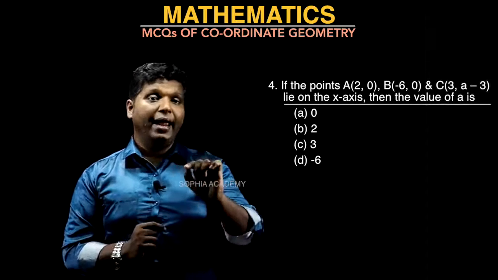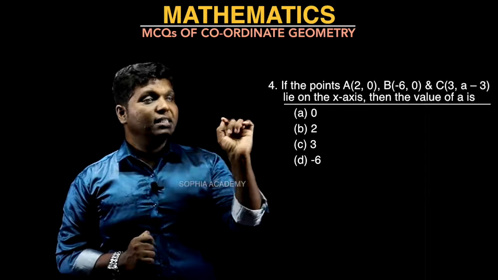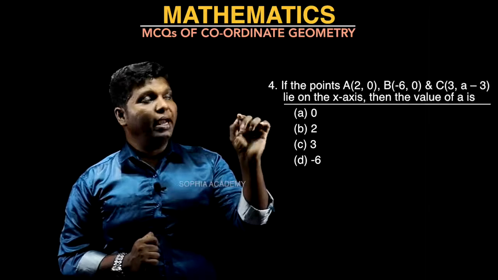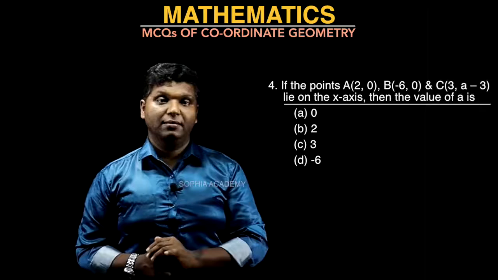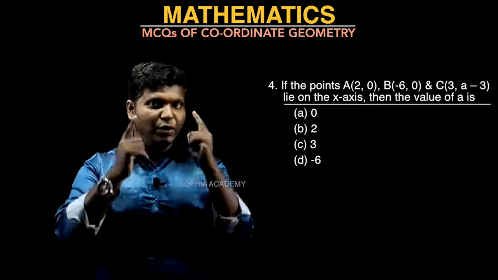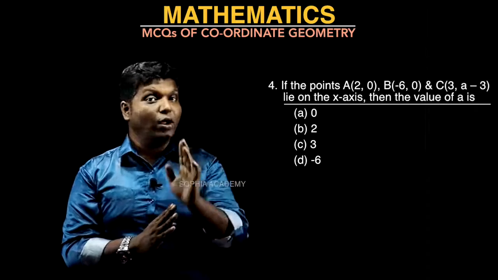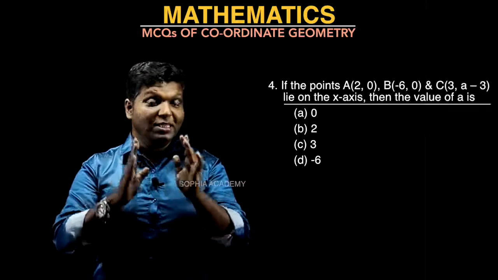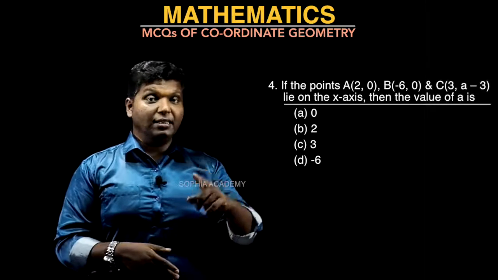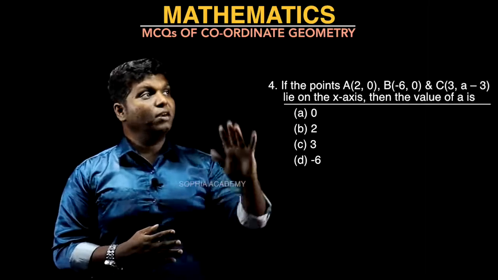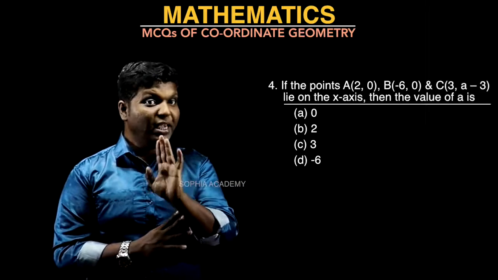If the points A(2, 0), B(-6, 0) and the third point C(3, a-3) — there are 3 points given here. These 3 points, if they lie on the x-axis, that means if any point lies on the x-axis, the y coordinate will be 0. This is the way to understand. When you read the question itself, it should come into your mind. They are saying that these 3 points, A, B and C, lie on the x-axis. That means their y coordinates will be 0. Keep that in your mind.